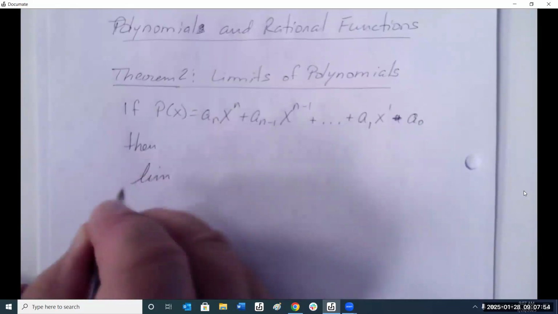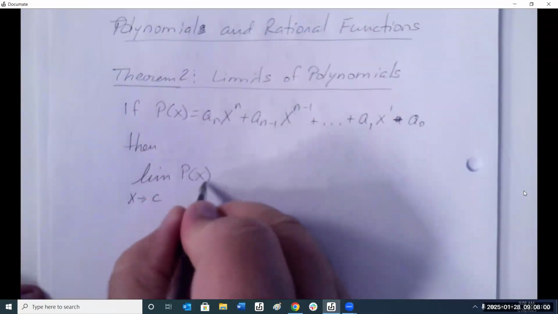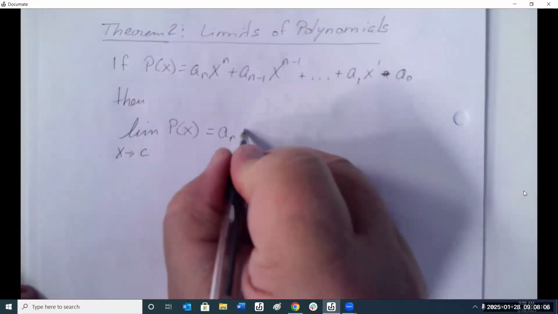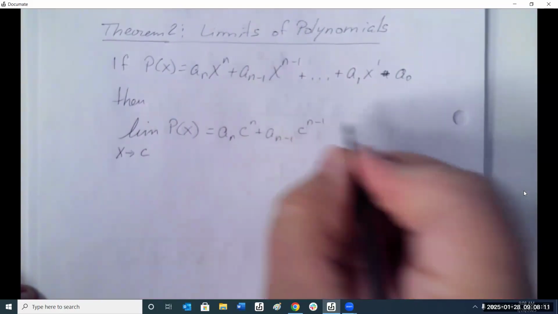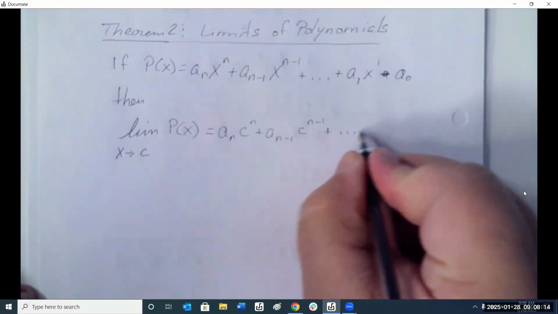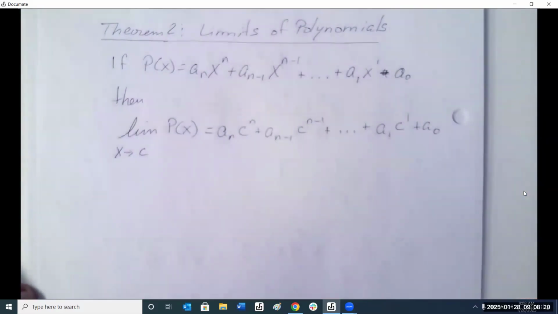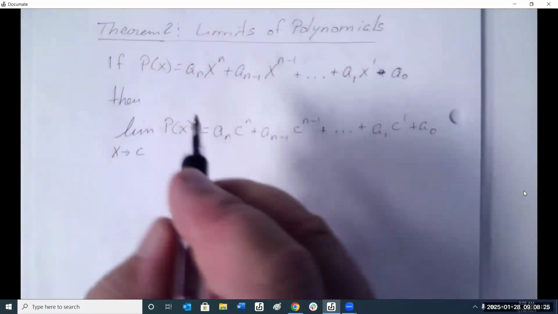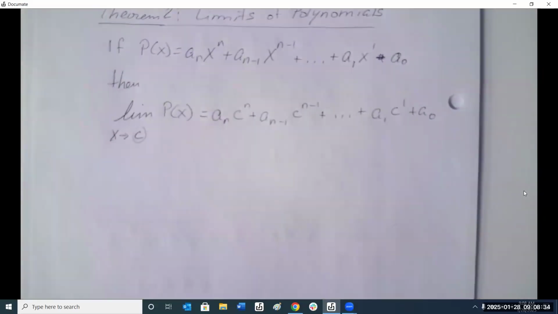Then the limit as x approaches c of our polynomial function becomes a_n c to the n, a_(n-1) c to the power n minus 1, dot, dot, dot, a_1 c, a_0. So basically, what does that tell us to do? In place of x, put our c value. Guess what? We've been doing that already.